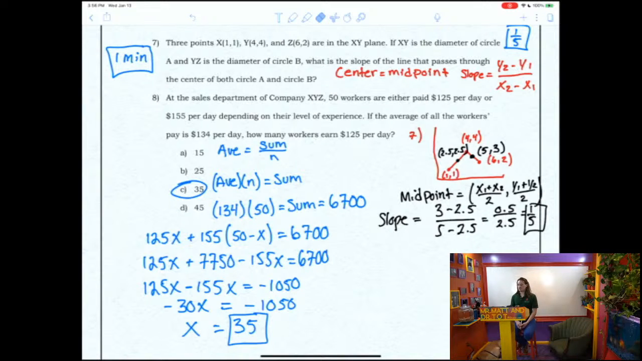0.5 goes into 0.5 one time. 0.5 goes into 2.5 5 times. So this will actually simplify into a slope of 1/5. So the answer to number 7 is 1/5.